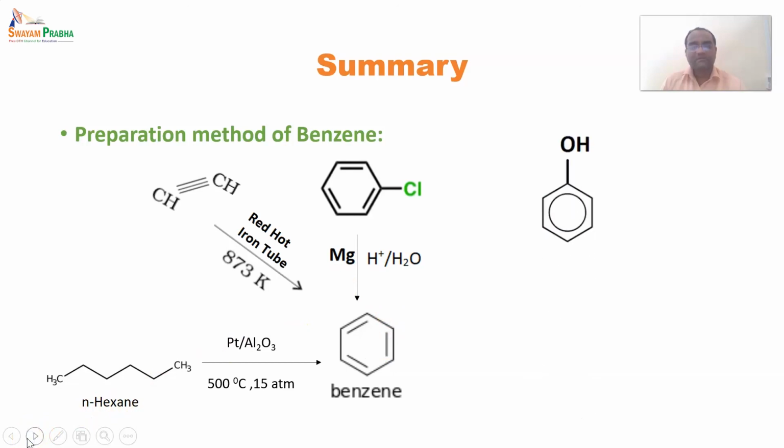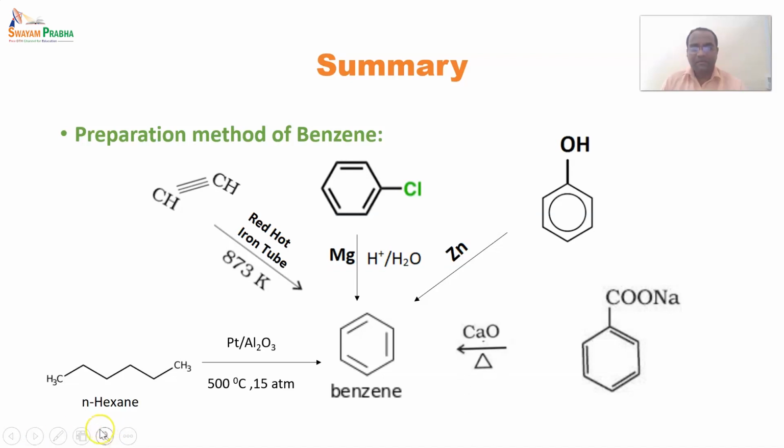After that we have seen phenol. When phenol is heated with zinc, it forms benzene plus zinc oxide. Very simple reaction. And later on we have seen the last method of preparation of benzene, that is sodium benzoate or benzoic acid. It is heated with soda lime and it forms benzene. So these are the 5 preparation methods that we have seen in this session.